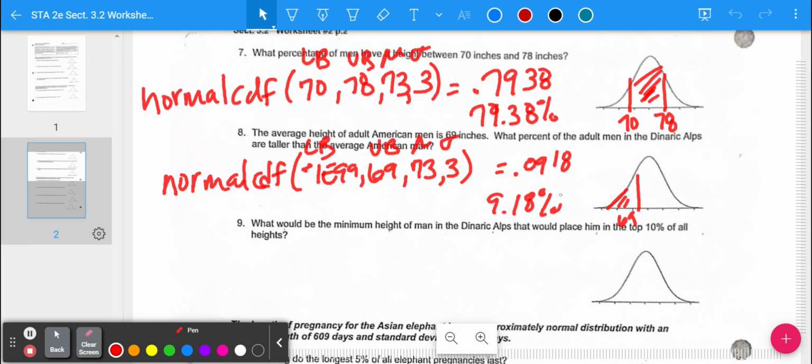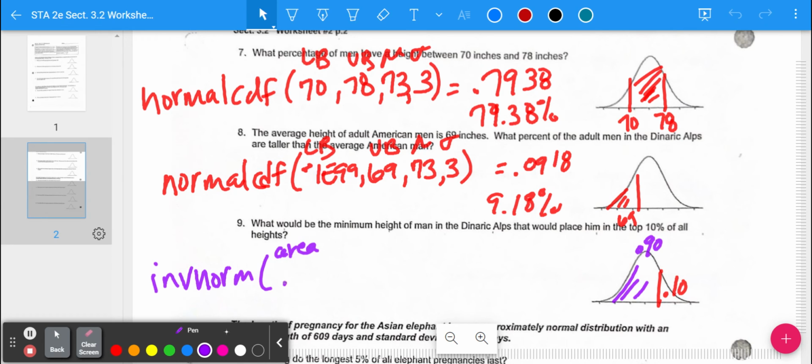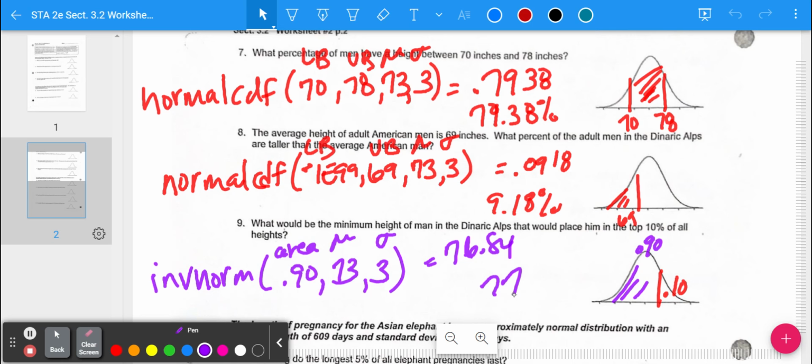Finally, what would be the minimum height of a man in the Dinaric Alps that would place him in the top 10% of all heights? Well, top 10% would be here, but remember for z-scores we run below, so we're going to use 0.90 as our area. Because I have area, it's going to be an inverse norm. We'll type in 0.90. My mean is 73. My standard deviation is 3. When you run this, you get 76.84. You can round that to be 77 inches if you would like.